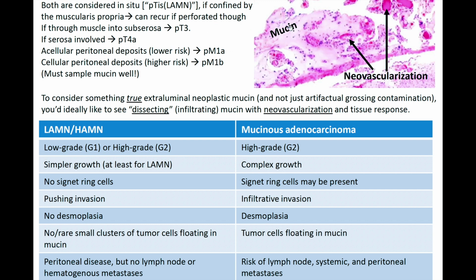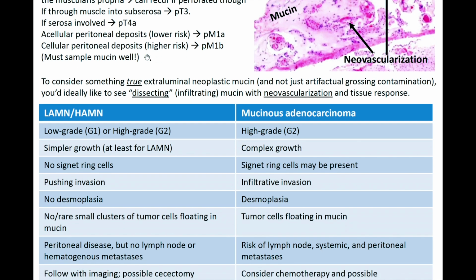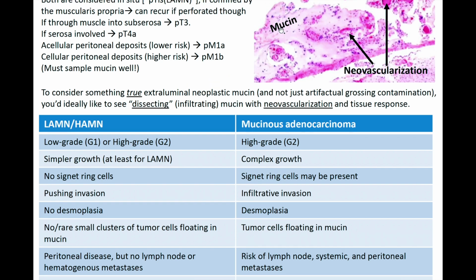And in the image, you see some mucin here on the left, and then this neovascularization on the right. To consider something as a true extraluminal neoplastic mucin, and not just artifactual grossing contamination, you'd ideally like to see dissecting or infiltrating mucin with neovascularization and tissue response, as shown in the image above.